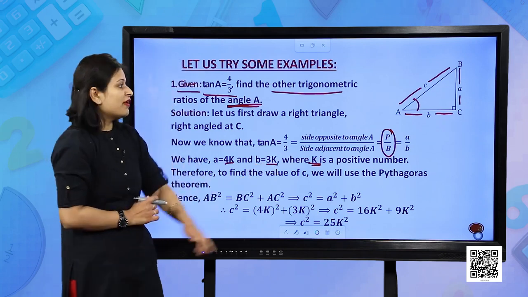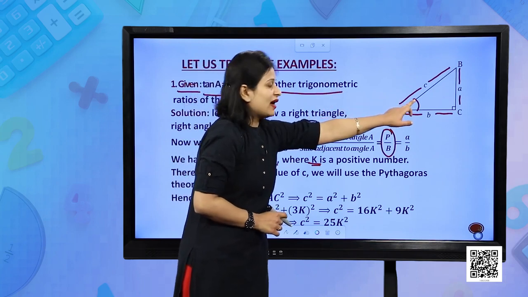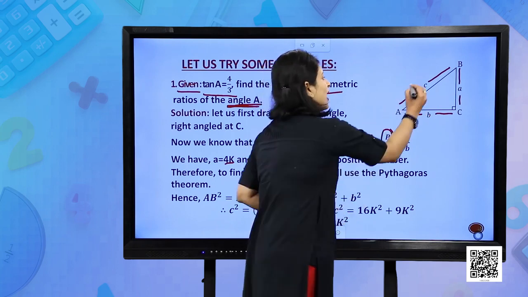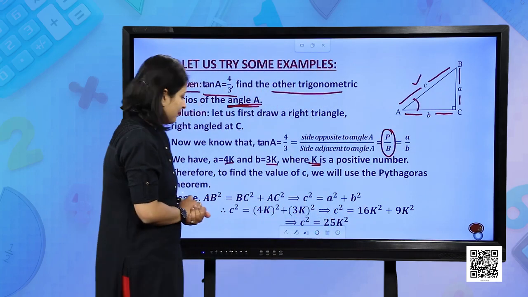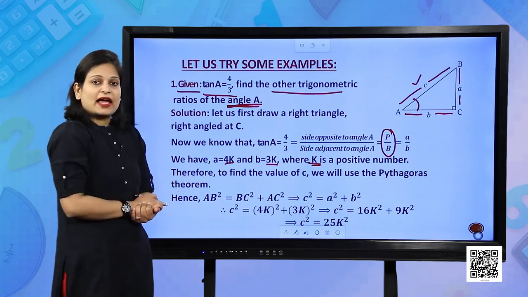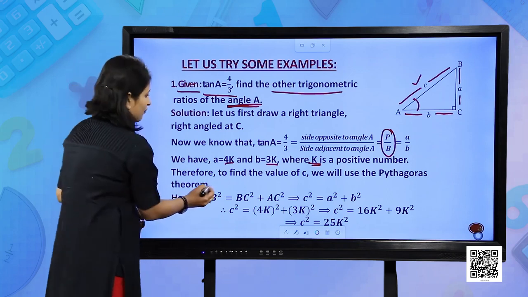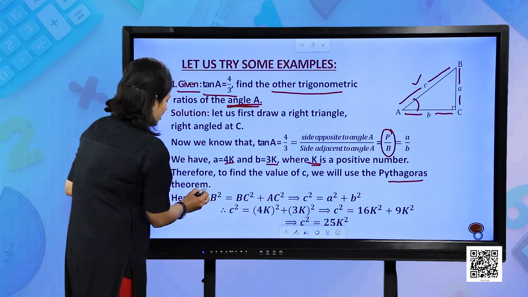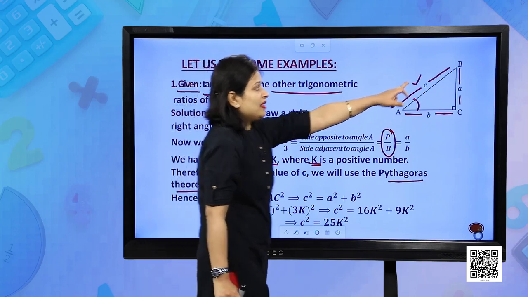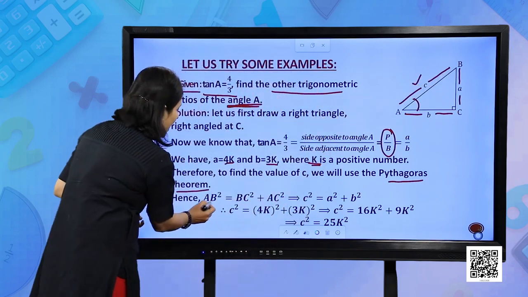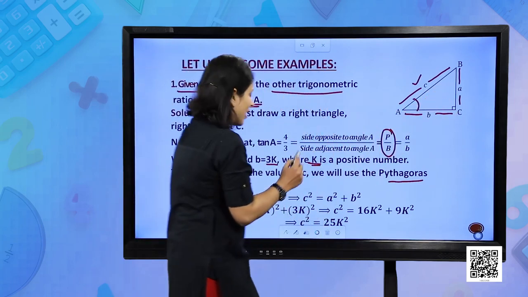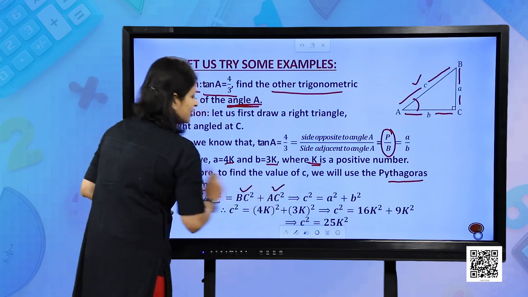I need to calculate the value of c. Since I know one angle, I know two sides, I have to calculate the value of c. How will you calculate the value of c? For this, we need to apply Pythagoras theorem. Now what does Pythagoras theorem say? AB square means hypotenuse square is equal to BC square plus AC square.